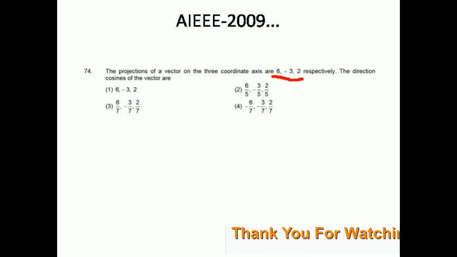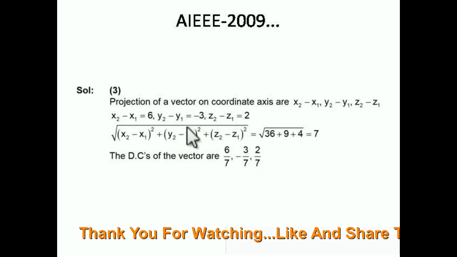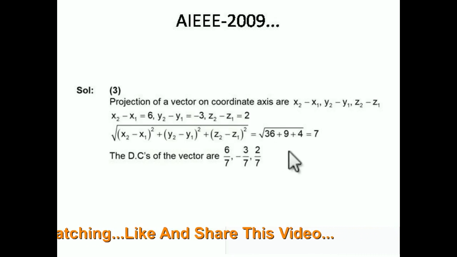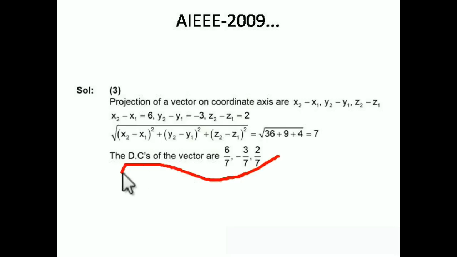First of all, we find mod a, that means the square root of 6 squared plus (minus 3) squared plus 2 squared, that means root of 36 plus 9 plus 4, that is 49. So we are left with 7. Now a upon mod a bar, that means 6 by 7, minus 3 by 7 and 2 by 7. So these are the direction cosines. Very simple question. Here 6 by 7 is cos alpha, minus 3 by 7 is cos beta, and 2 by 7 is cos gamma. Okay, so very simple question.